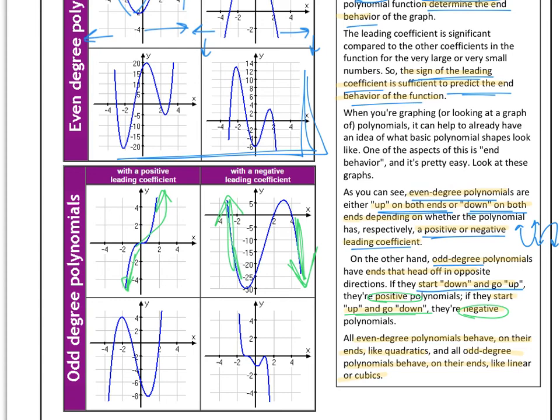All even degree polynomials behave like quadratics on their ends. So all even behave like x squareds. And all odd behave on their ends like linears, so x's, or cubics, x to the 3rds. Flip it over and we'll take a look at what I highlighted as important information on the next page.